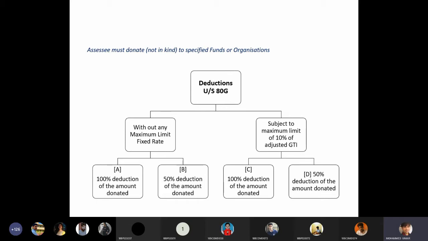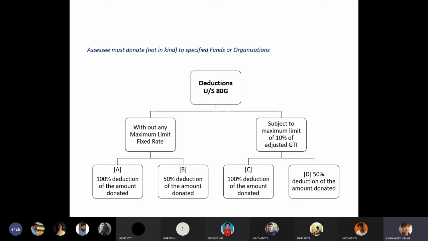Then you have the next broader category, which has a limit, because in the first category there is no limit as such in terms of what you can donate. Only there is a fixed rate, which is 100% and 50%. But here there is a limit, and the limit is subject to 10% of adjusted GTI. So what it means is, let's say there is a particular fund for which I have donated 1 crore rupees.